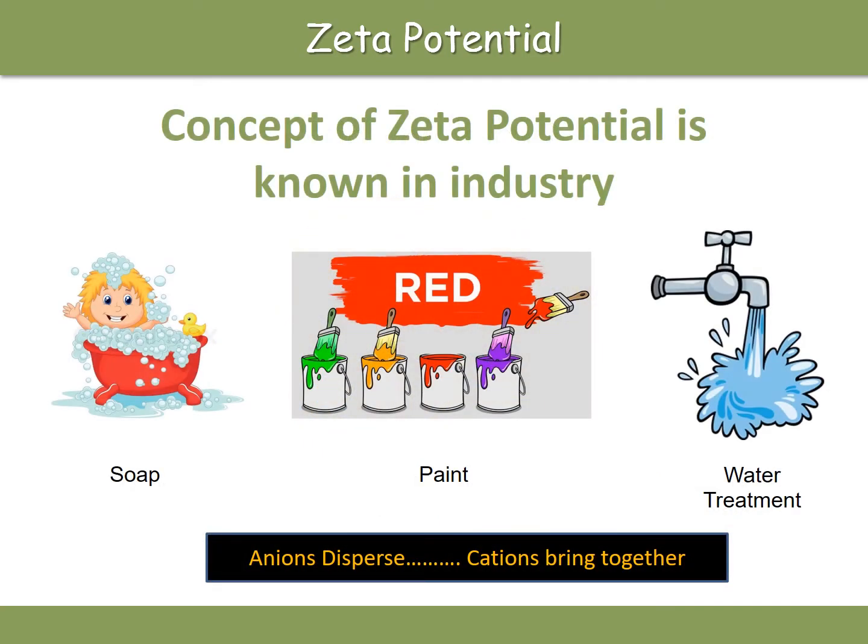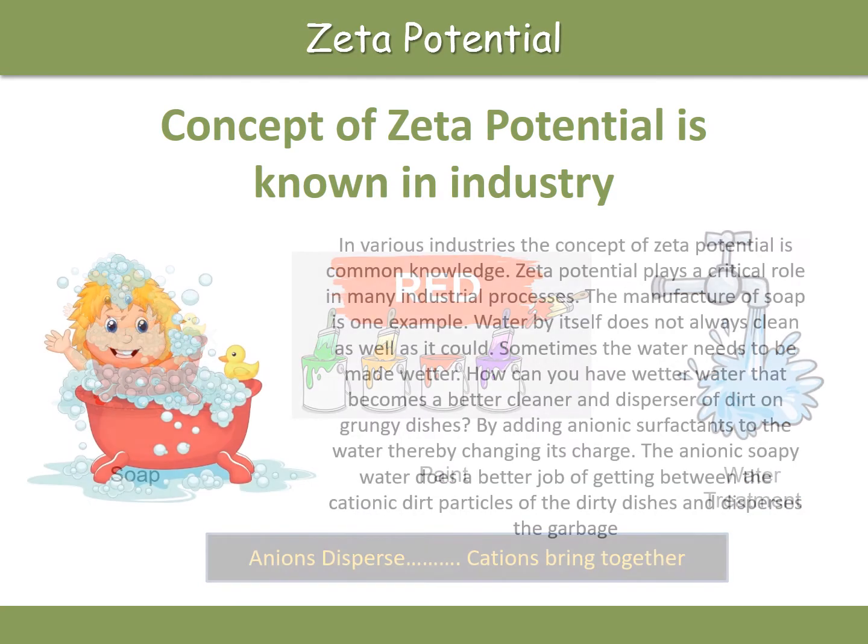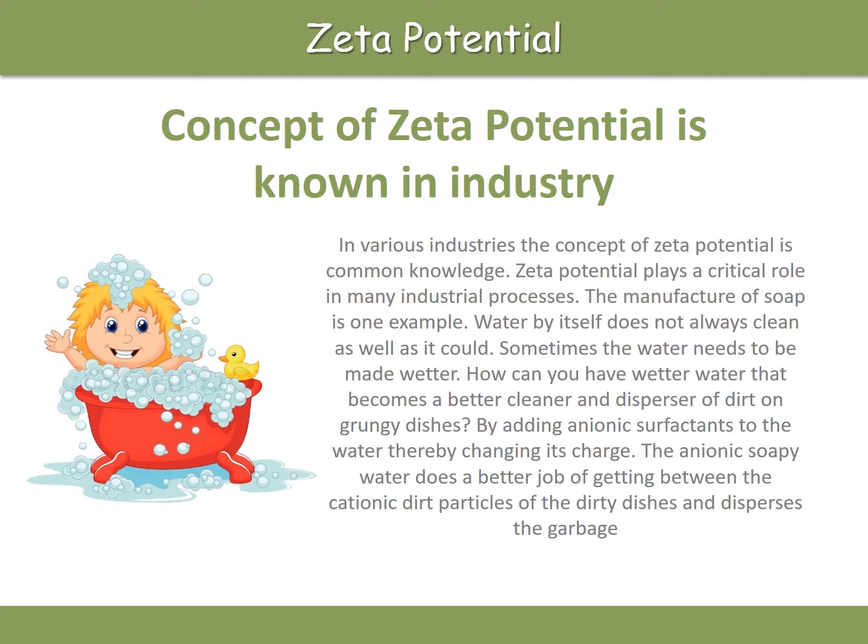Just some of the concepts of zeta potential, to give you a bit of an overview. We're talking about soap, paint, water treatment. If we look at soap, in various industries, the concept of zeta potential is common knowledge. Zeta potential plays a critical role in many industrial processes. The manufacturing of soap is one example. Water by itself does not always clean as well as it could. Sometimes the water needs to be made wetter. How on earth can you make water wetter?